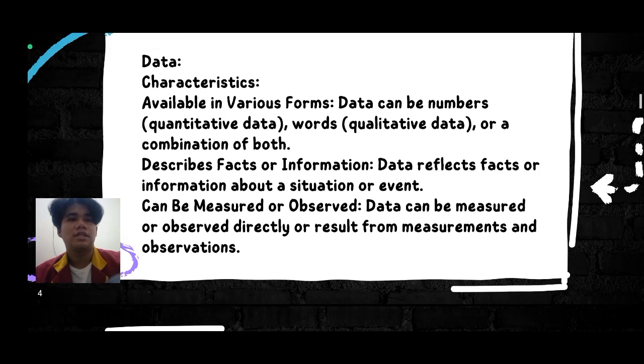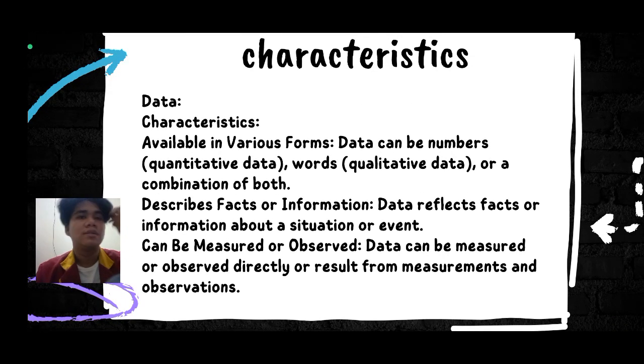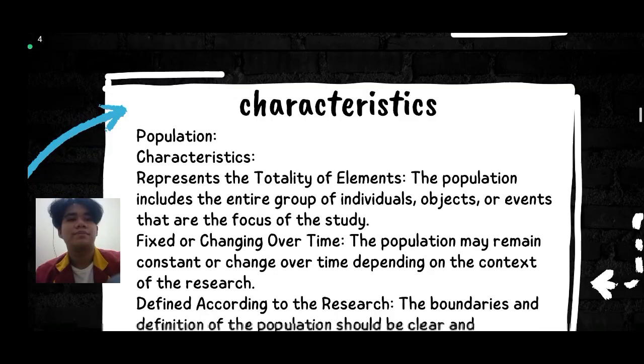The characteristics of data. Available in various forms, data can be numbers, quantitative data, words, qualitative data, or a combination of both. Describes facts or information. Data reflects facts or information about the situation or event. Can be measured or observed. Data can be measured or observed directly or result from measurement and observation.